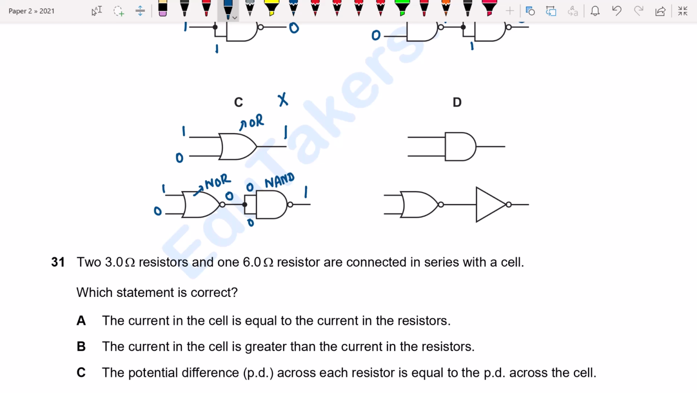Now we check option D. Here this is an AND gate. I again consider inputs 1 and 0. 1 and 0 gives output 0 by the application of the AND gate. Then there is a NOR gate and a NOT gate. Inputs are 1 and 0. 1 and 0 changes into 0 by the application of the NOR gate, and this 0 changes into 1 by the application of the NOT gate. It means that here 0 and 1, both of these are different. So option D is correct.